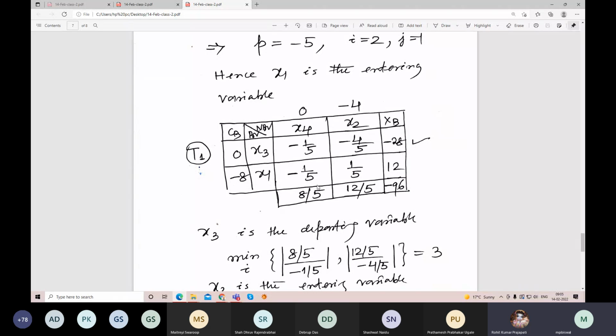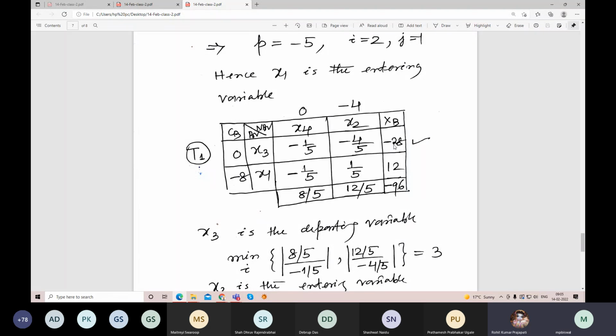We have some positive, some negative. However, the Zj minus Cj is becoming 8 by 5 and 12 by 5. In the first iteration, the value of the objective function is minus 96. This is completed. Now we observe, is there a negative element in the right hand side XB vector? Yes, there is one negative element. Earlier there were 2, now only 1. So minus 28.